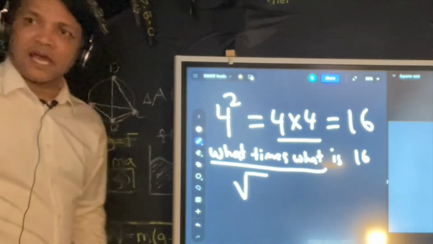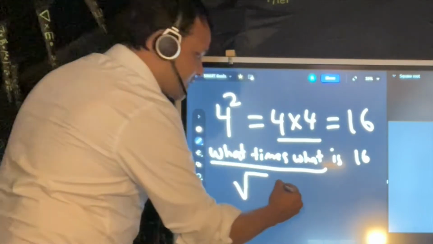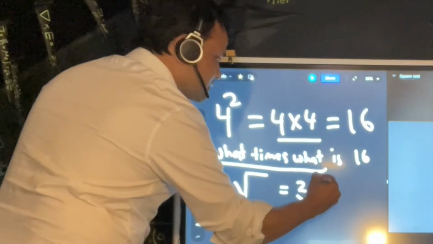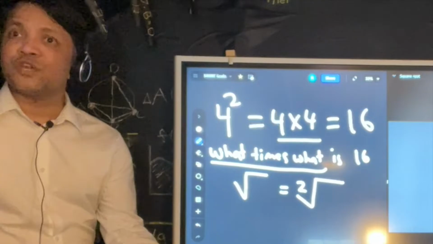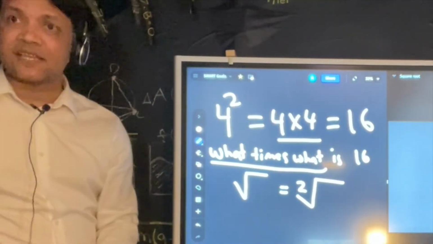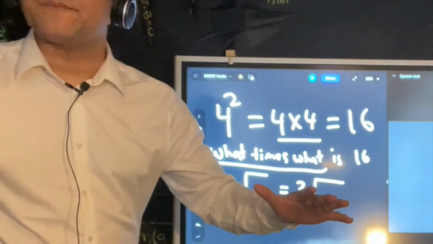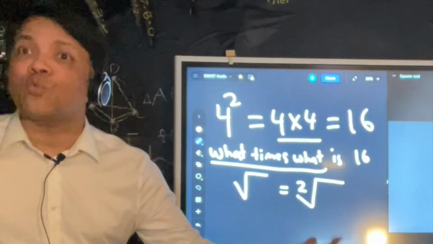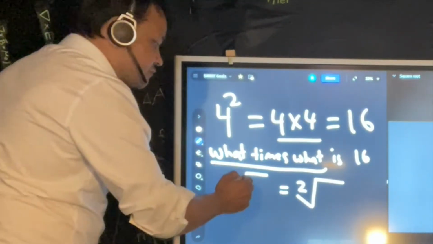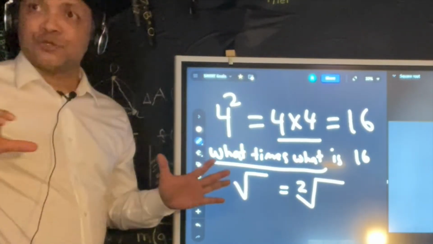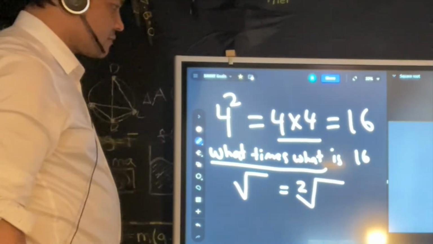And sometimes you write it like that. Nobody is going to put you in jail if you put a 2 over here. But the convention is you don't write the 2, because this is the most popular way of writing a square root, without writing the 2.